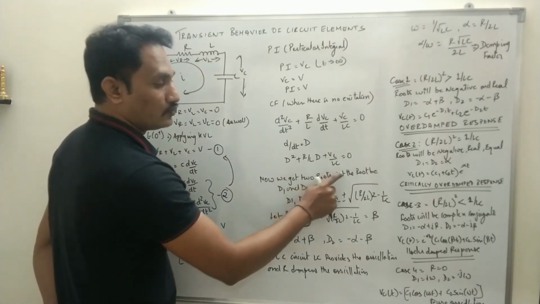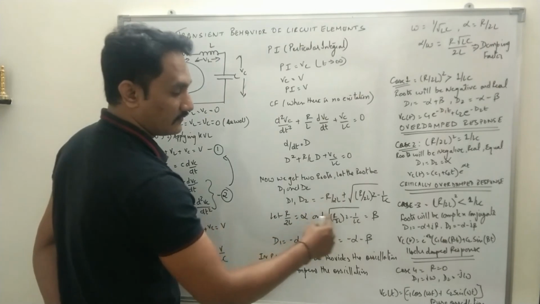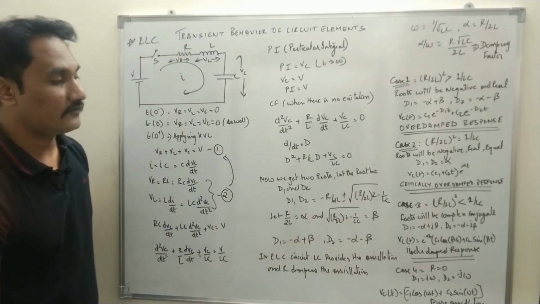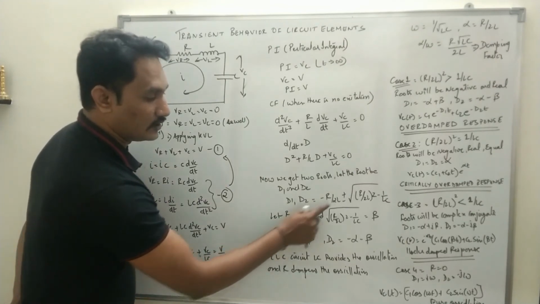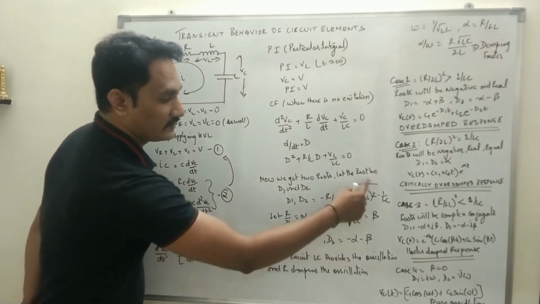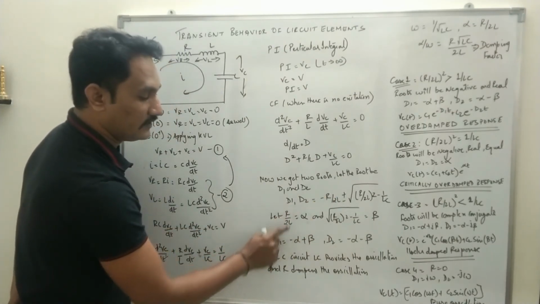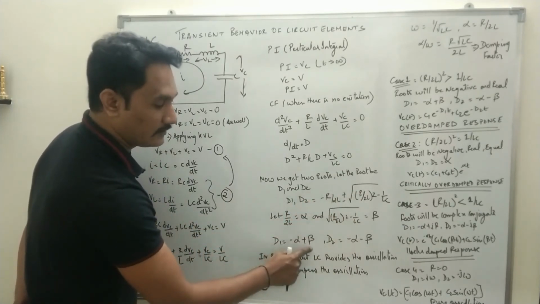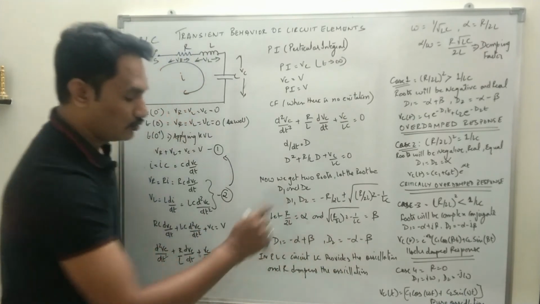Now we get two roots, let the roots be D1 and D2. They are given by the equation: minus R upon 2L plus or minus the square root of (R/2L) squared minus 1 upon LC. Let R by 2L be alpha, and let the entire square root value be beta. So now D1 will be minus alpha plus beta, and D2 will be minus alpha minus beta. So we got two roots.